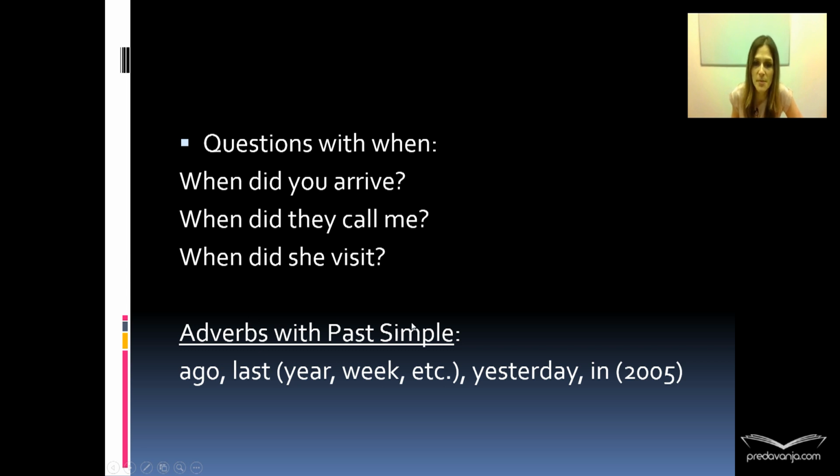Adverbs that we use with the past simple tense are, as we could see in the previous examples, ago, last year, last week, last month, yesterday, for example, in, and then 2005, 2010.